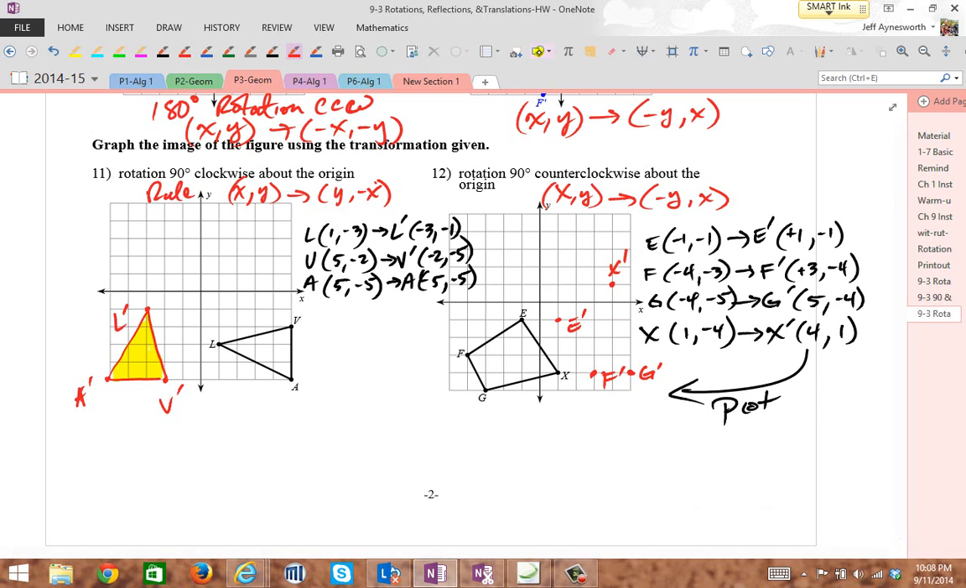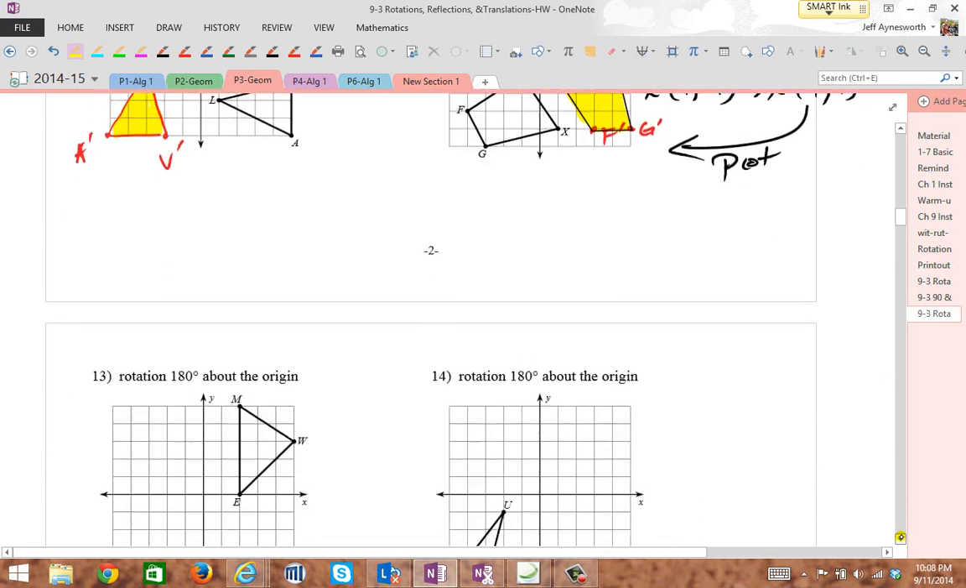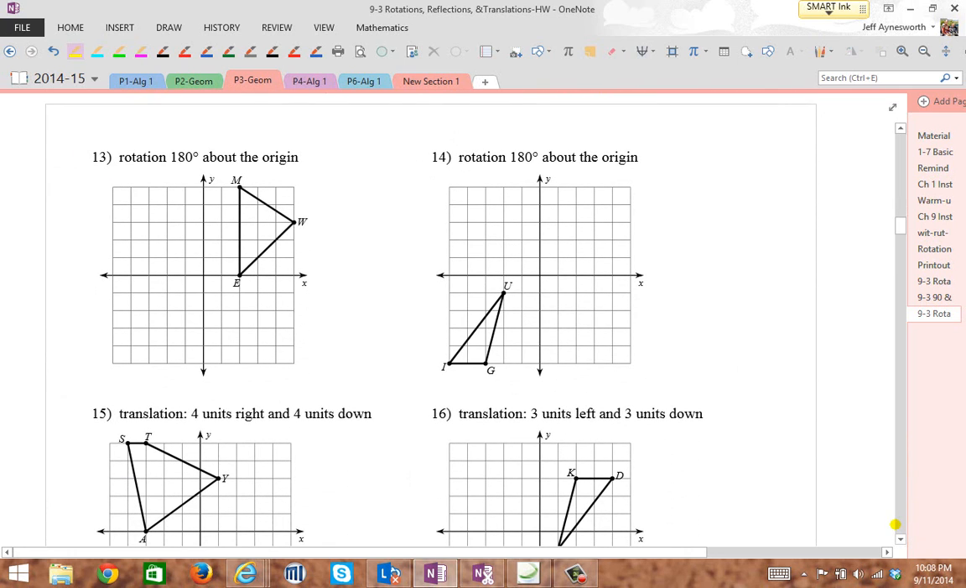And then you connect. I'm going to do it with a straight edge tool this time. Boom, boom, boom, boom. Looks good. That's why if you always do it with a straight edge, you're going to get good looking graphs. All right. And there's number 12 for you. Almost halfway there.